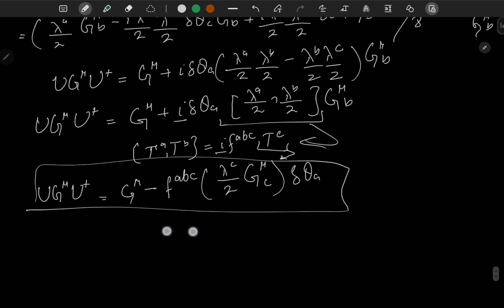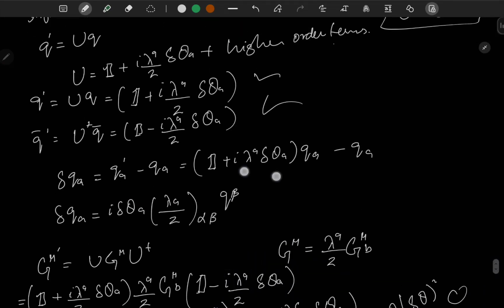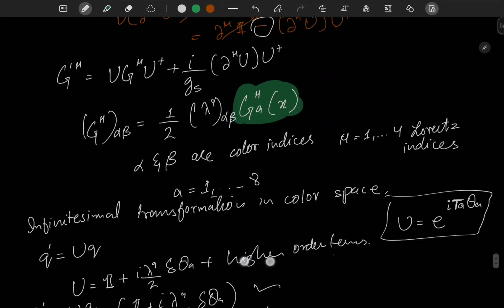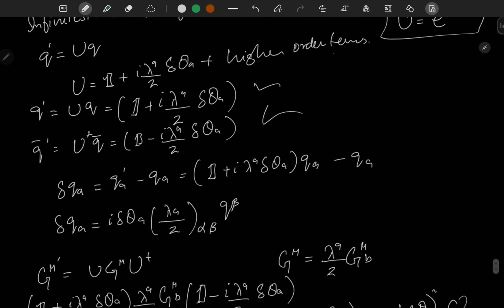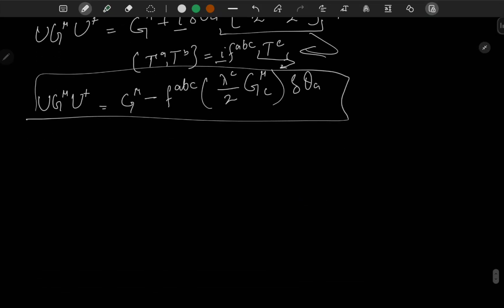So this comes from here. So here was, yeah, so this is the part that we solved right now. Now we will move on to this part. Let's move on. Okay, for d mu u into u dagger, which was the other term that we are going to solve right now.